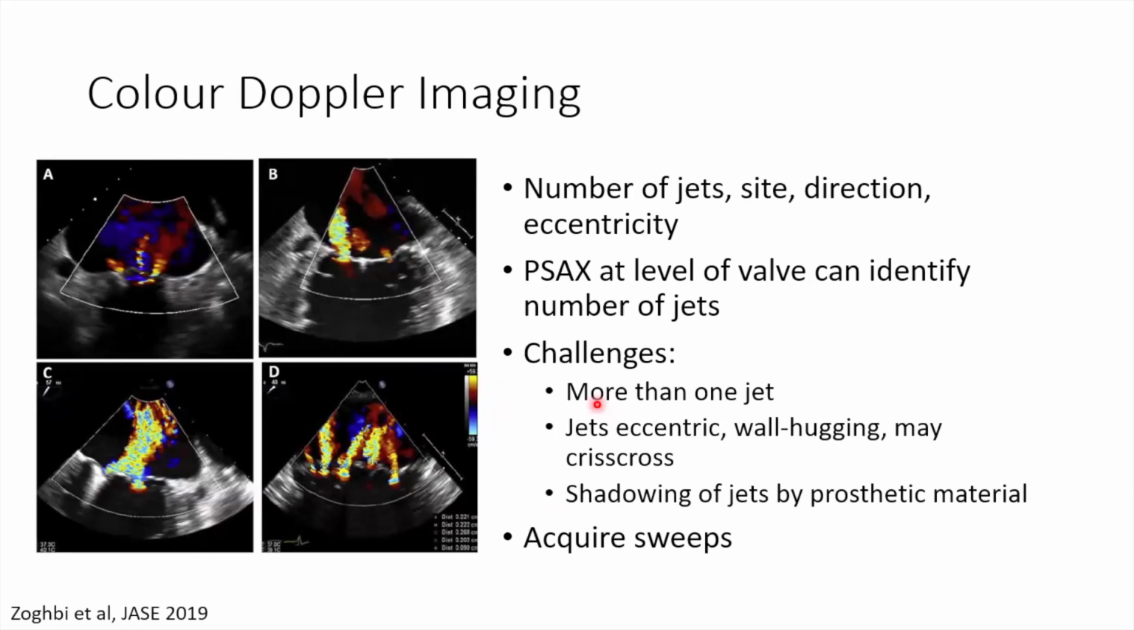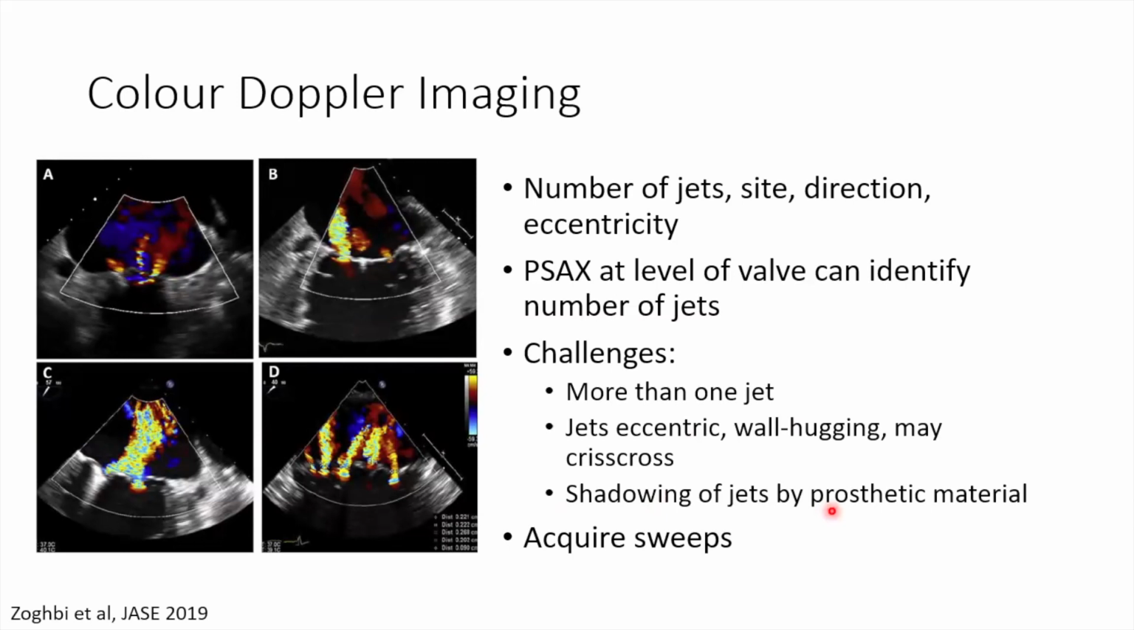First of all, they're more likely to have more than one jet because of the fact that this double orifice is formed as a result of this clip. As you can see in these examples here on the left side, you can have three jets, you can have up to 5 jets. The jets can be very eccentric just because of the way that the clip anatomically changes the regurgitant orifices. They can be wall hugging, or they may crisscross like in picture C here, which makes it much harder to define the severity.